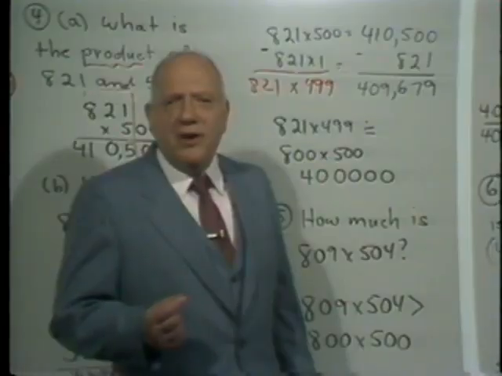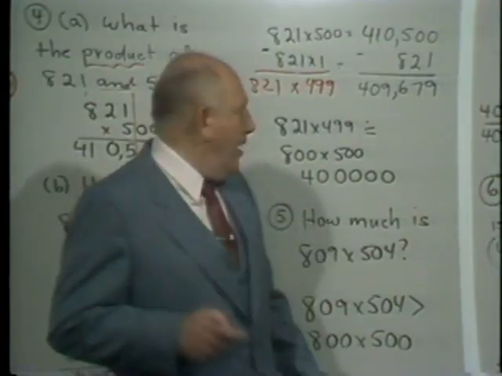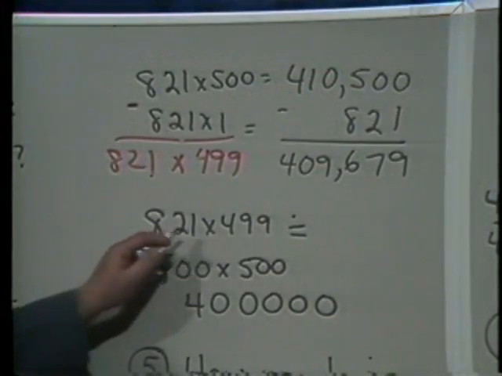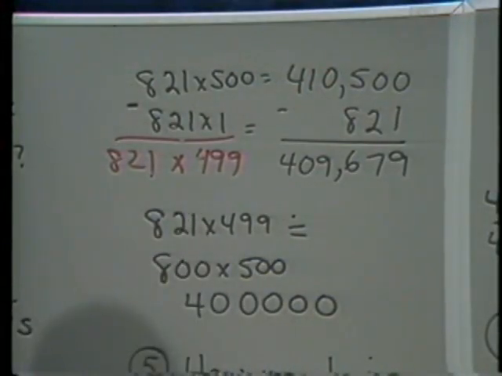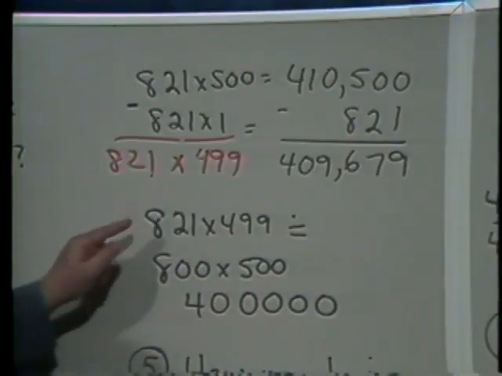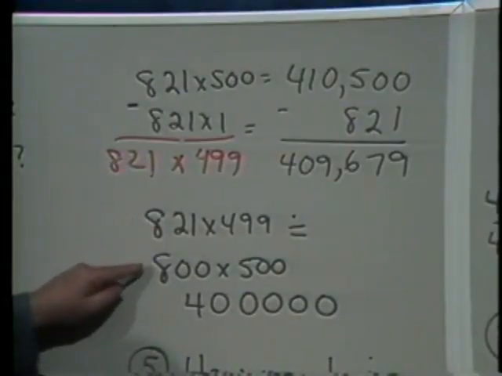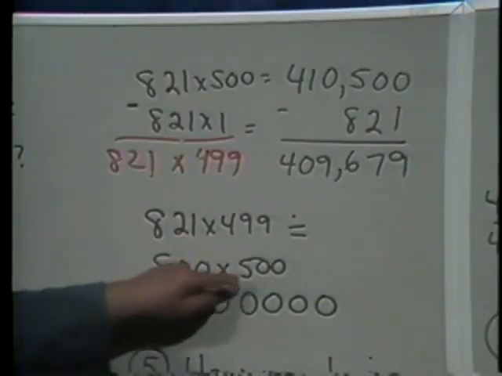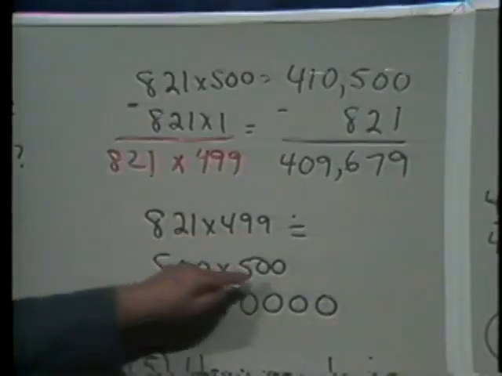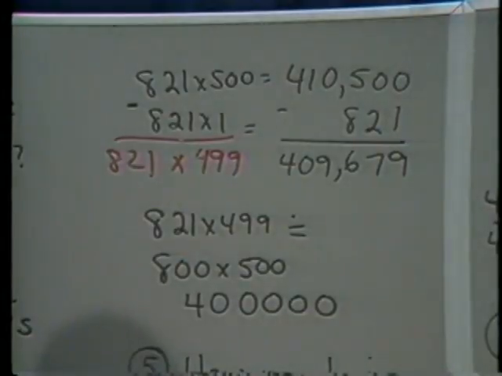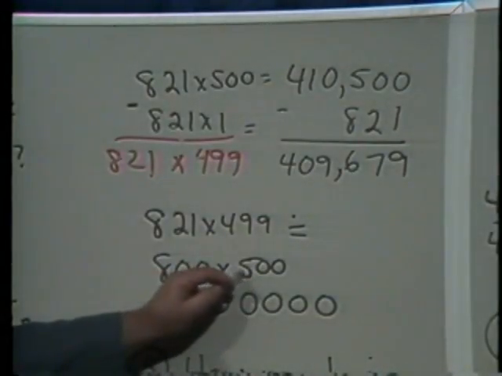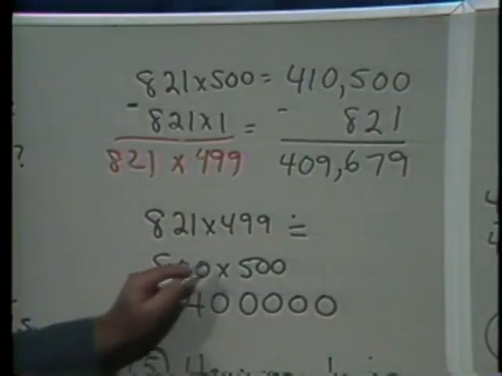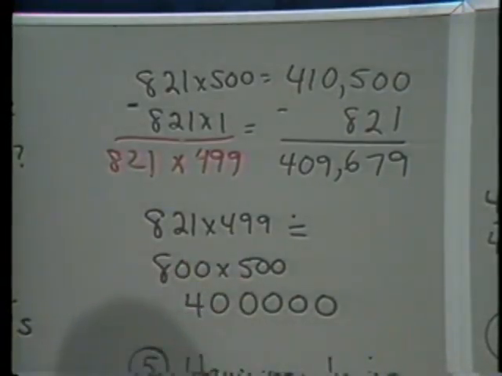I really don't care which way you do Part B, but here's what I do care about. I want you to be able to look at a problem like 821 times 499 and say, look, here's where rounding off comes in. 821 rounded off to the nearest hundred is 800, and 499 to the nearest hundred is 500. And 800 times 500 is an easy problem to do, because 8 times 5 is 40. Then you have 1, 2, 3, 4 zeros. So 800 times 500 is a problem you can practically do in your head.